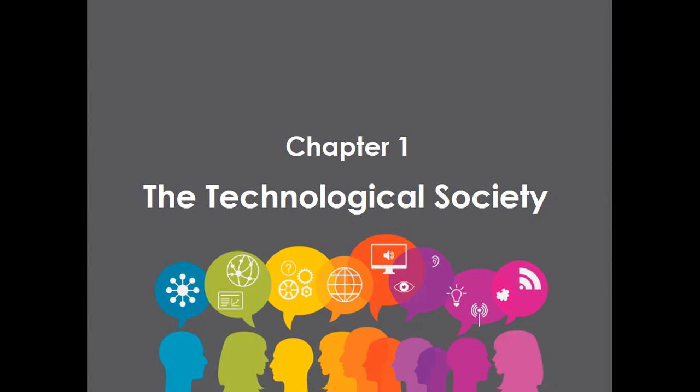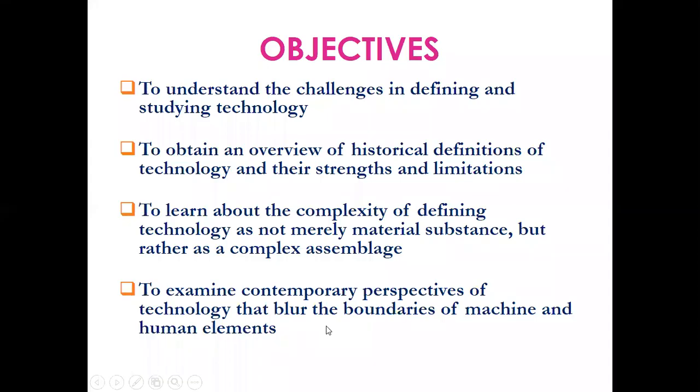So this is the Sociology of Technology class. Today we are looking at our first chapter, which is titled Technological Society. The objectives of the class is to understand the challenges in defining and studying technology.